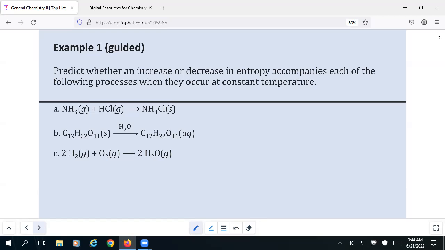All right, let's take a look at some examples here. Should an entropy change be positive or negative based on these processes? So we take a look at this first one. I've got two gas phase molecules turning into a solid. Which side of the equation has more entropy, the reactants or the products? Definitely, this is a reactants thing. We've got gases as reactants, which are highly disordered. Solid as a product. So we would expect our delta S value to be negative here.